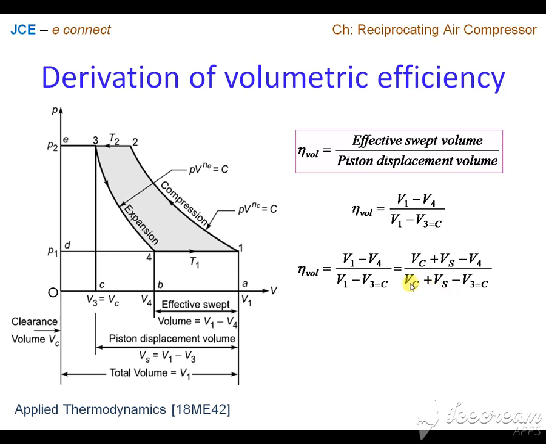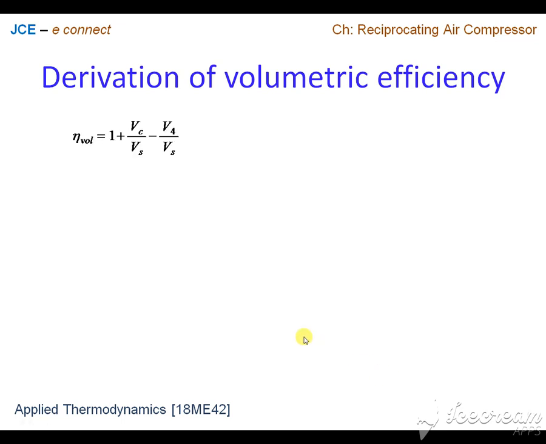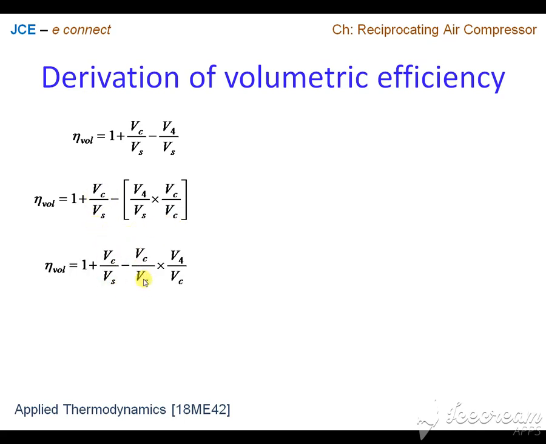Further, cancelling out the like terms with opposite signs and taking the LCM, the equation takes up this form. Taking the same equation further and simplifying that by multiplying numerator and denominator with Vc, we have the terms Vc by Vs of this kind. Therefore, one can replace Vc by Vs with one constant C, and the other Vc by Vs with the same constant C. Then the final equation of volumetric efficiency gets reduced to this kind.